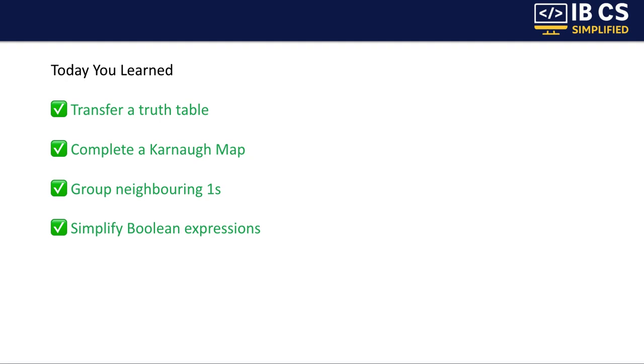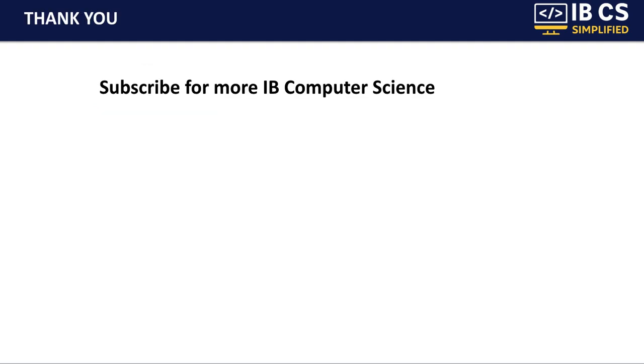So today we've transferred a truth table into a K-map. We've grouped our neighbouring ones and we've simplified our Boolean expressions. So well done, you've now completed your first K-map from beginning to end. In the next lesson we'll look at K-maps using Gray code ordering and why that matters when we move on to our larger maps.